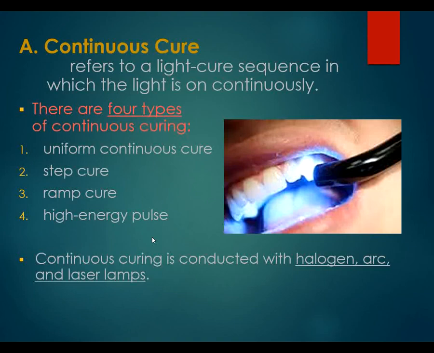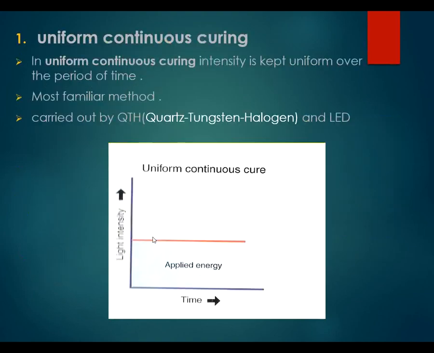Continuous curing refers to a light cure sequence in which the light is on continuously. There are four types of continuous curing: uniform continuous cure, step cure, ramp cure, high energy pulse. Continuous curing is conducted with halogen, arc and laser lamps. Uniform continuous curing.